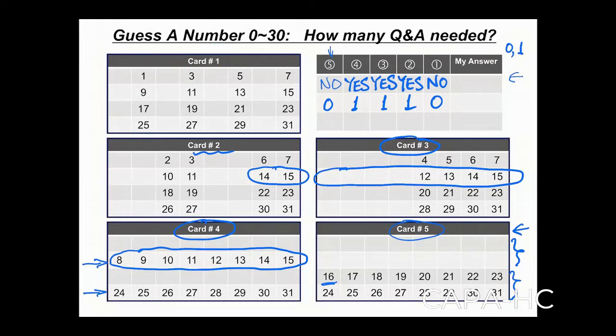And you see what the pattern is in our card number 1. All the numbers showing up are odd numbers, so 1, 3, 5, 7, and so on and so forth. And all the missing ones are the even numbers. So for my number, you know it's an even number, to make the right guess.